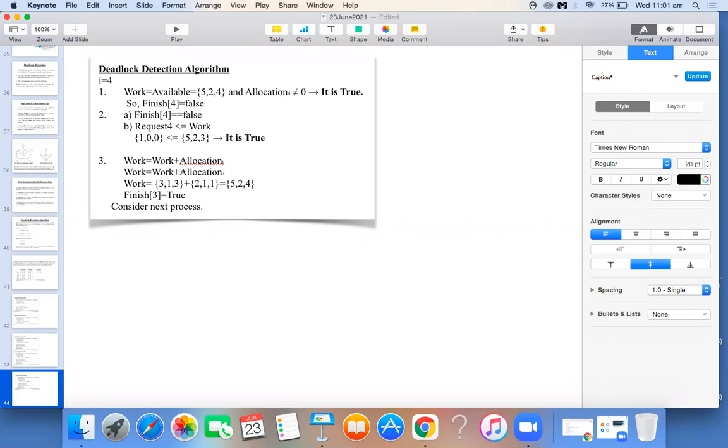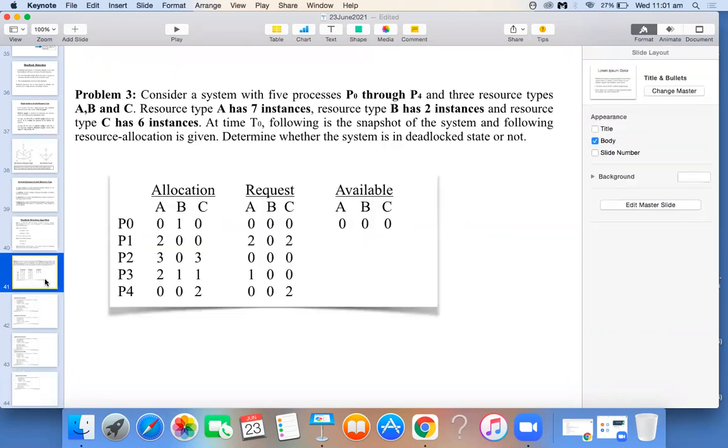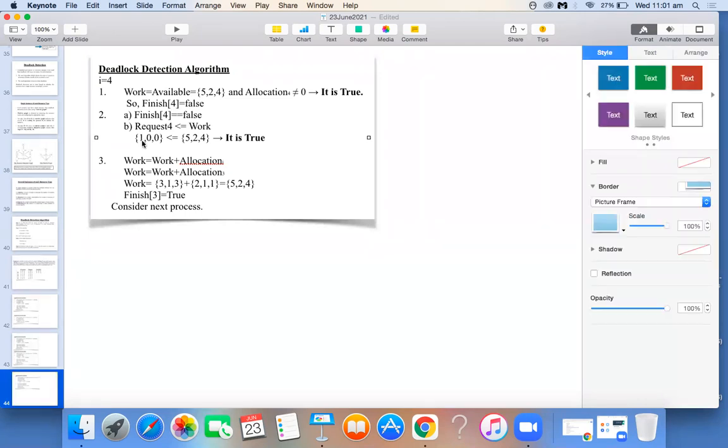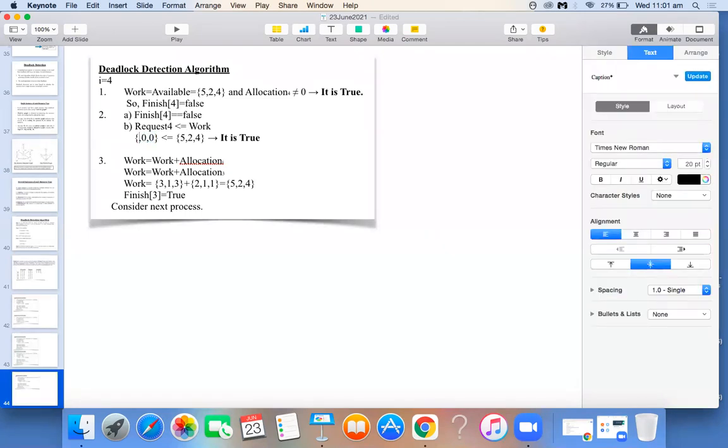Okay, so first I will update the work value and we will check what is request of 4. What is request of 4? It is 002, right? So write that one, 002. So is it less than or equal to? Yes, it is true. So then go to step number 3.